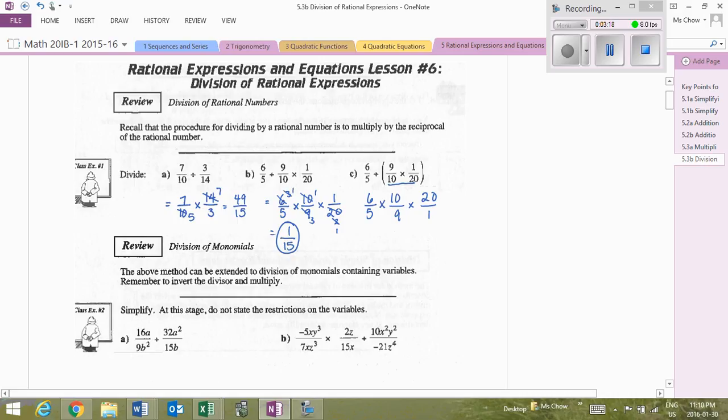But my goal is to try to reduce as much as possible first, so I don't have to worry about multiplying sometimes what will be some big numbers. So we know that 10/5 is the same as 2/1, and 6/9 can be reduced to 2/3. So nothing else can be reduced here. So 2 times 2 times 20 is 80, and 1 times 3 times 1 is simply 3. So 80/3 is our answer in that case.